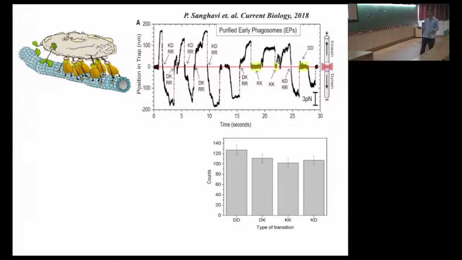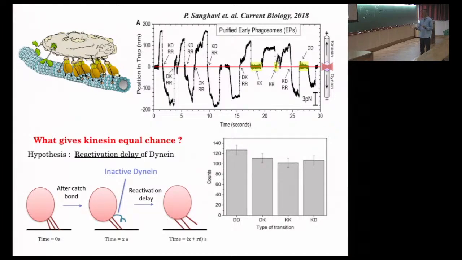So what we hypothesized, therefore, was something called a reactivation delay for dynein. Now this is completely a hypothesis. We have some experimental evidence for this, but we are trying to work on it. The hypothesis is that once dynein goes into a catch bonded state, where it is trying to move and suddenly you pull it back, it engages a catch bond. The catch bond survives for a certain time. It's not going to survive forever. But then you detach from that catch bonded state. You detach from the microtubule and you go into an off pathway state.